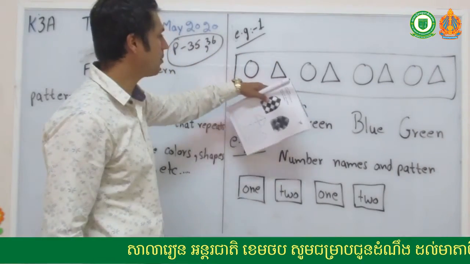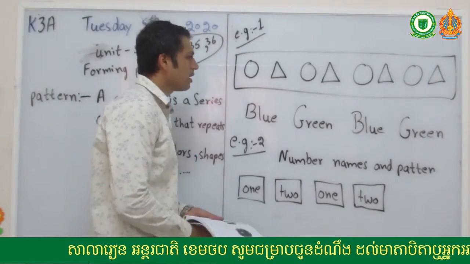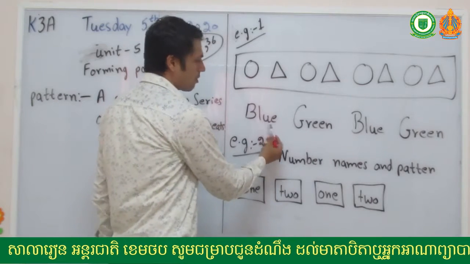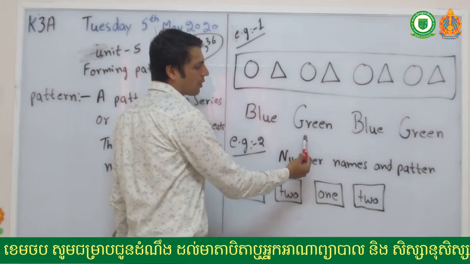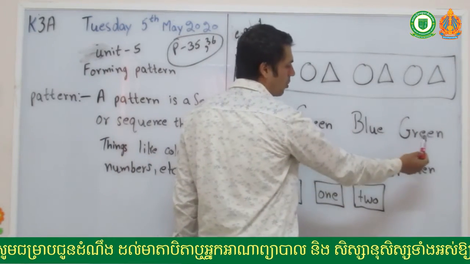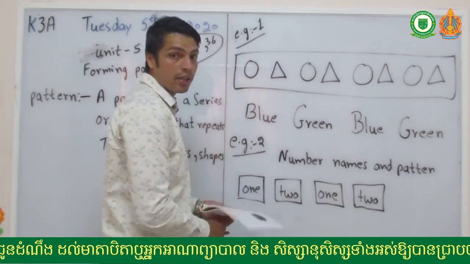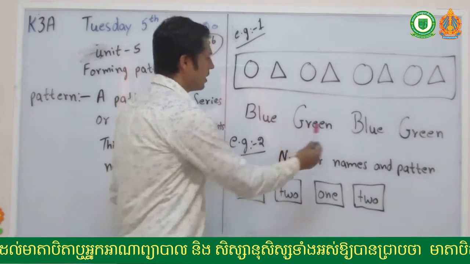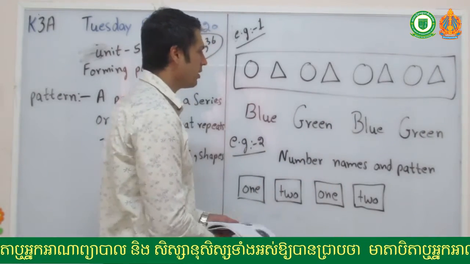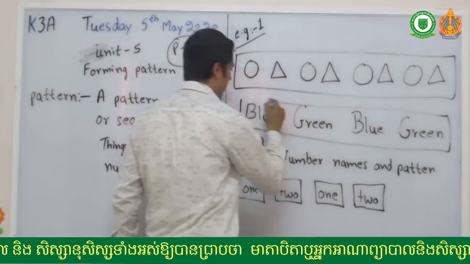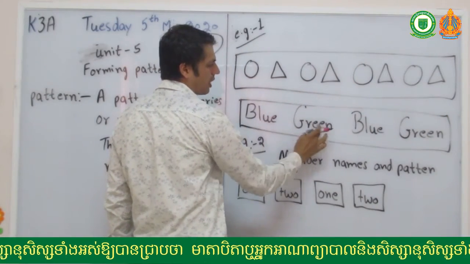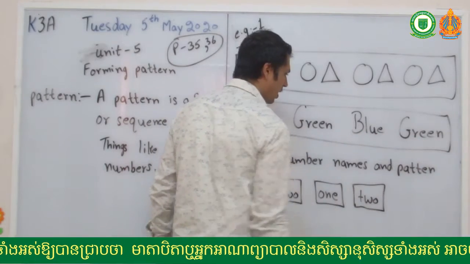A complete pattern. Next we have a pattern of colors. We have blue, green, blue, green. So this is a color pattern.